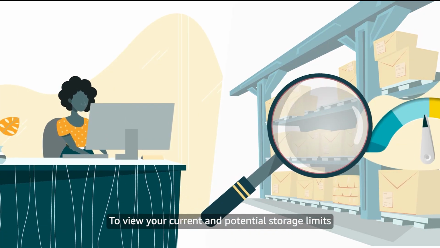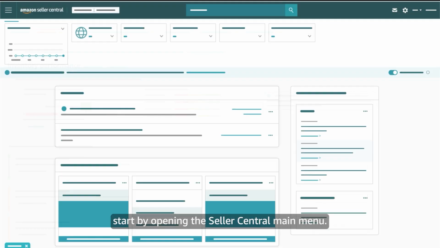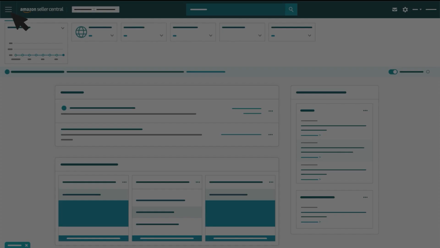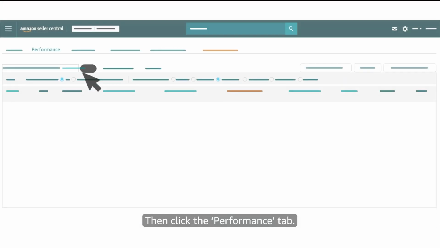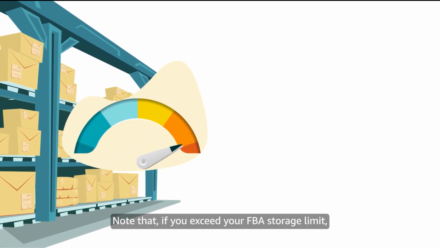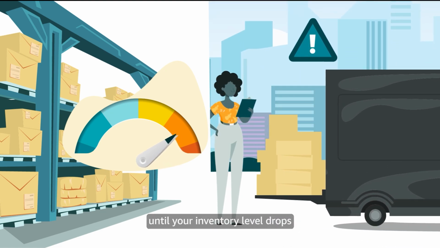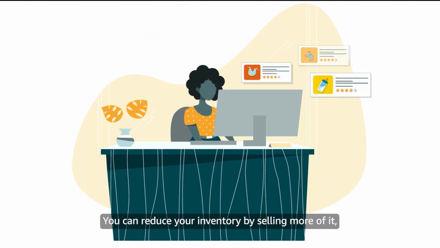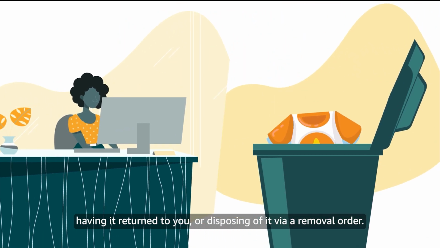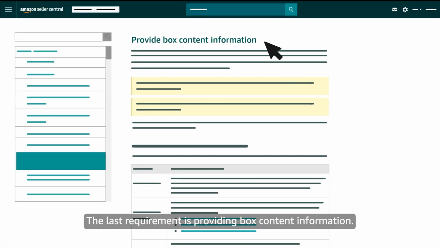To view your current and potential storage limits and usage on the Inventory Performance dashboard, start by opening the Seller Central main menu. Hover over Inventory and click Inventory Planning, then click the Performance tab. Note that if you exceed your FBA storage limit, you won't be able to create a new shipment until your inventory level drops below your limit for that storage type. You can reduce your inventory by selling more of it, having it returned to you, or disposing of it via a removal order. The last requirement is providing box content information.